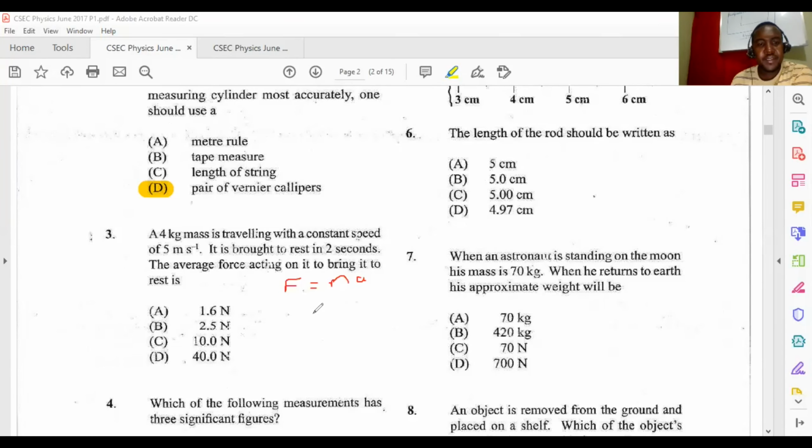All right, let's see. So the mass is 4, right? The A would be V minus U over T, right? So the V is 0 because it's going to stop, U is 5, and the time it takes is 2 seconds. So it's 2.5 times 4, which is 10, right? So we get 10 newtons, which is C. Great. All right, question 4.